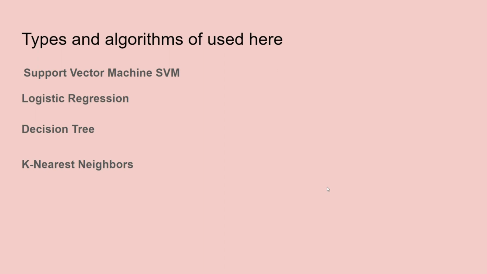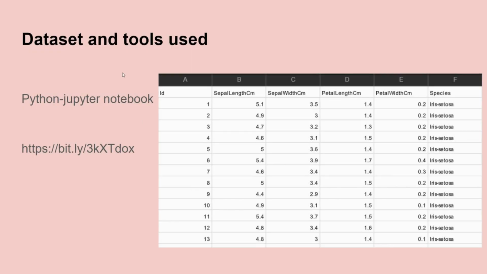For that, we are using different types of algorithms. One is SVM, support vector machine, one is logistic regression, one is decision tree, and one is k-nearest neighbor. The dataset and the tools used here are given here. The dataset is given here. We have used Python Jupyter Notebook.